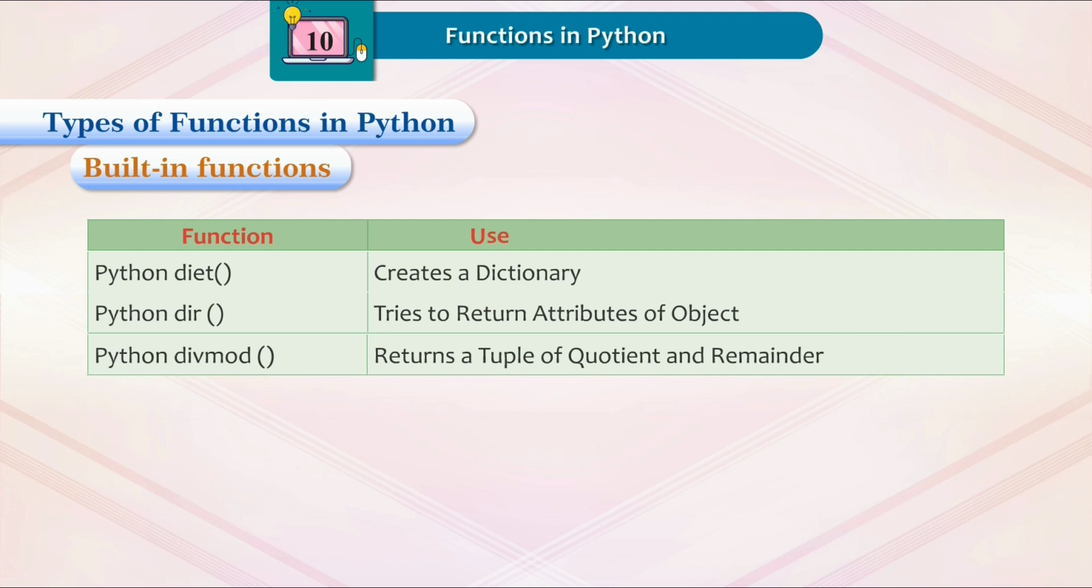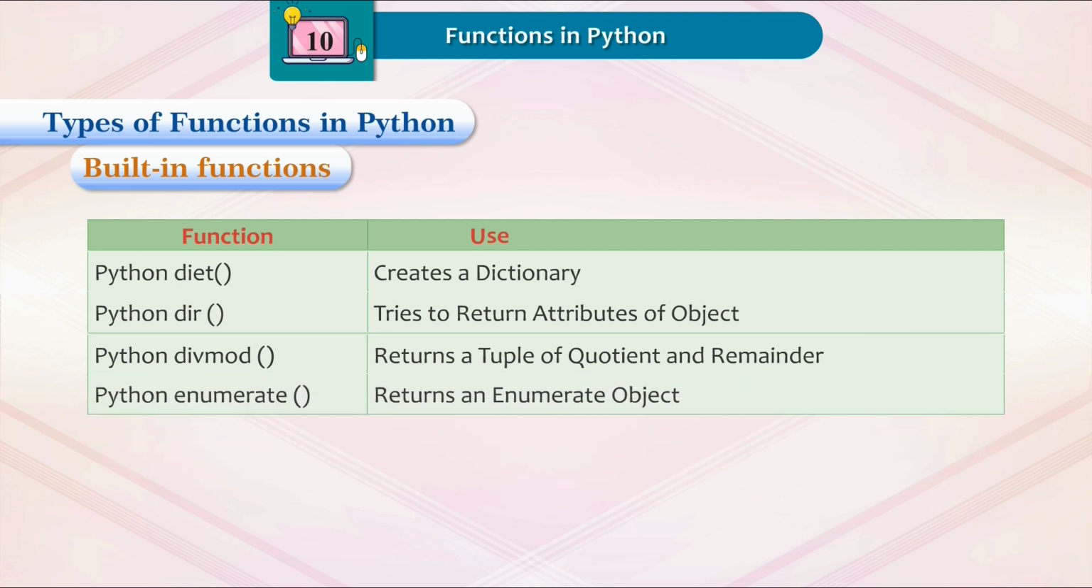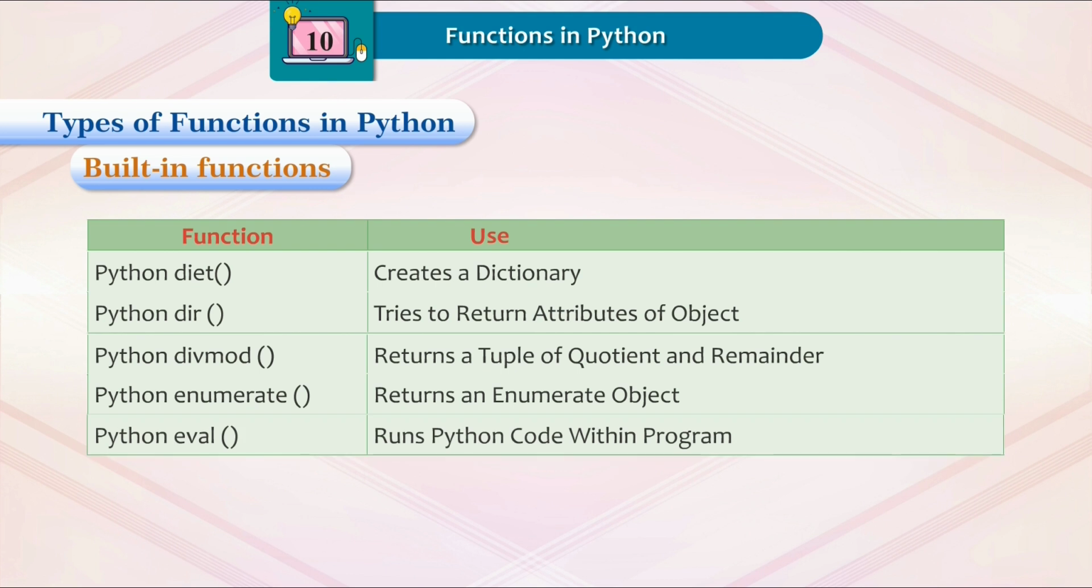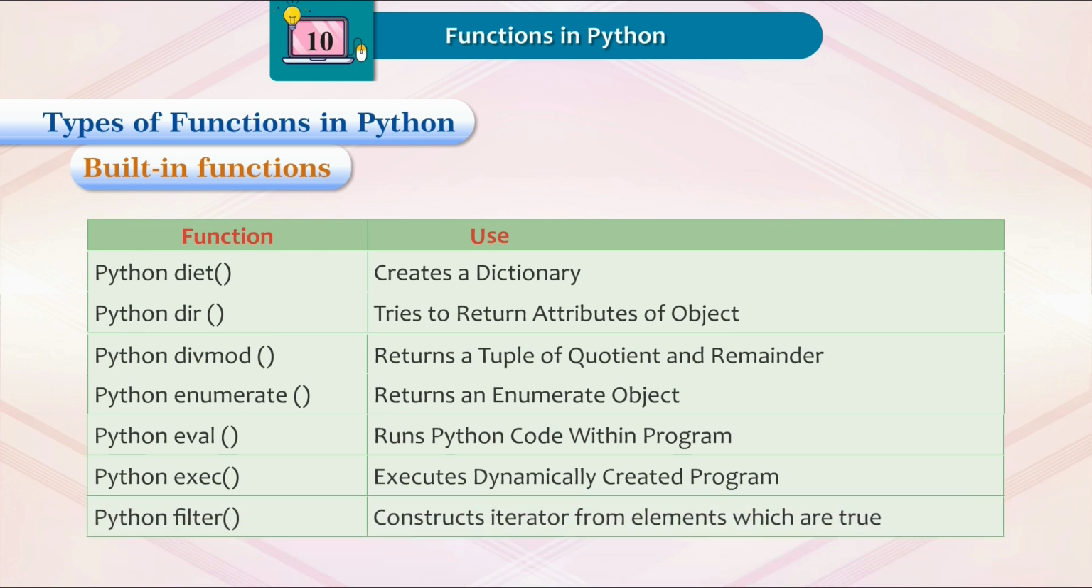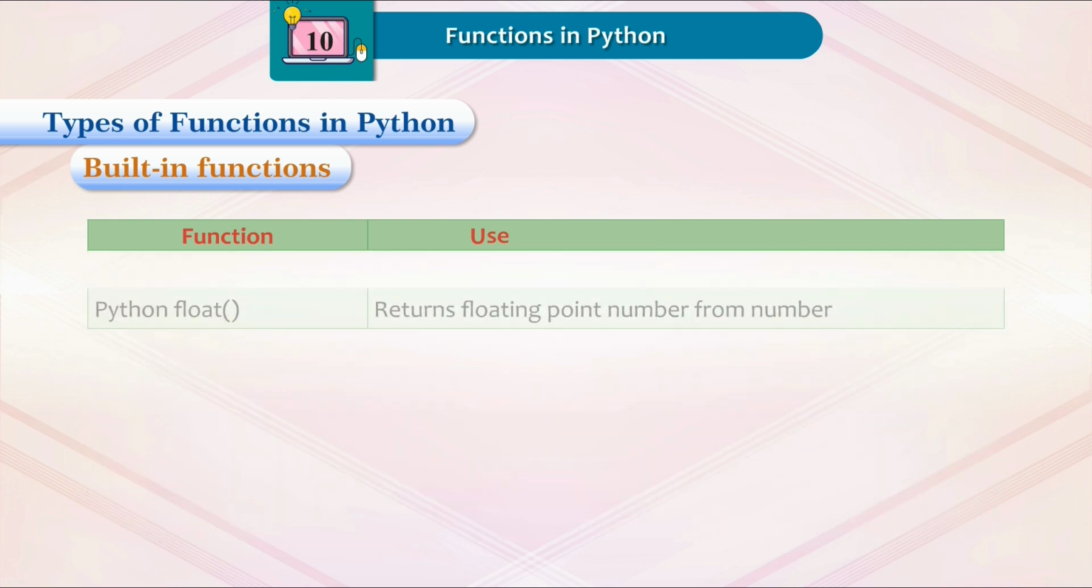Python divmod returns a tuple of quotient and remainder. Python enumerate returns an enumerate object. Python eval runs Python code within program. Python exec executes dynamically created program. Python filter constructs iterator from elements which are true.